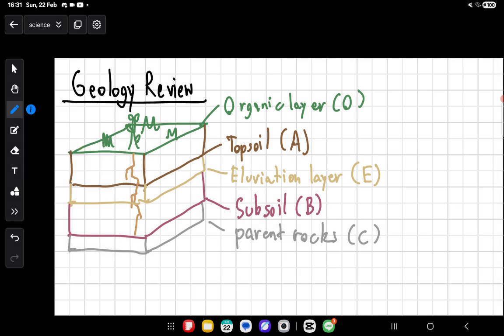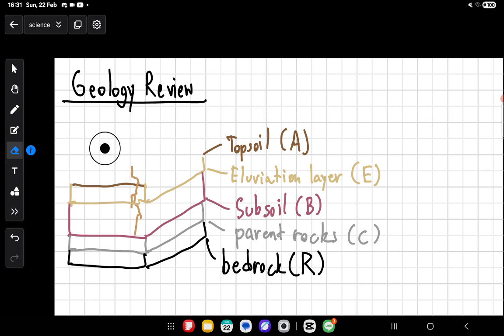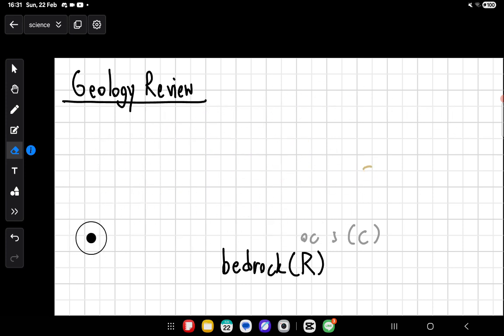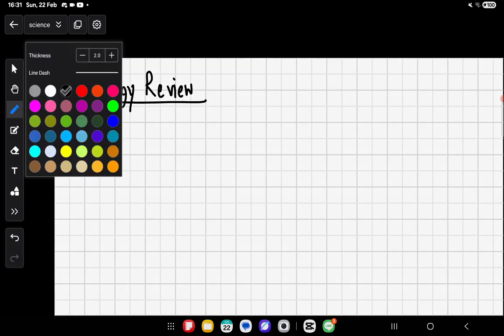Now, the deepest layer, bedrock, or as we otherwise know it, the R horizon. And that is soil profiling and horizons done. So let's erase this and go to the next topic: the factors of soil formation.